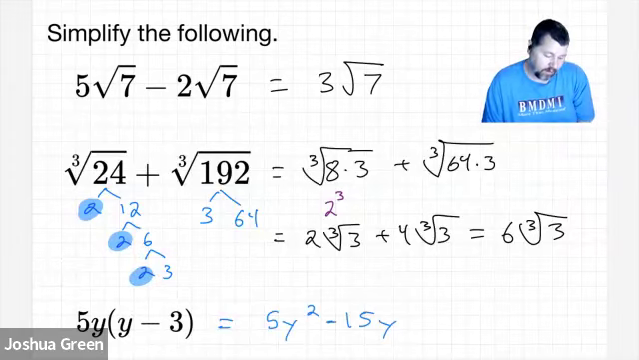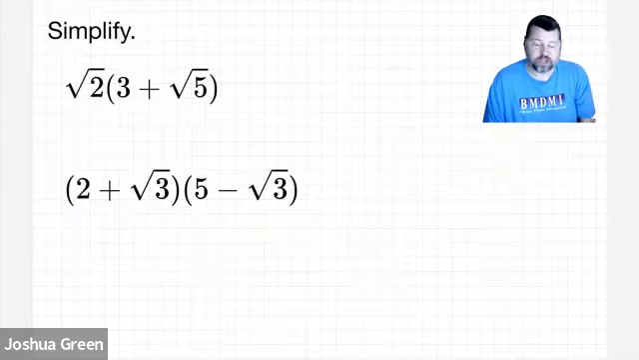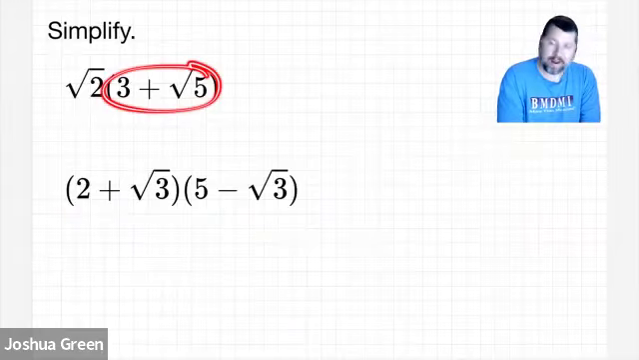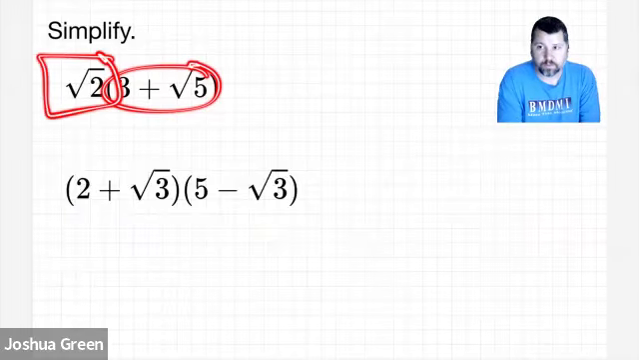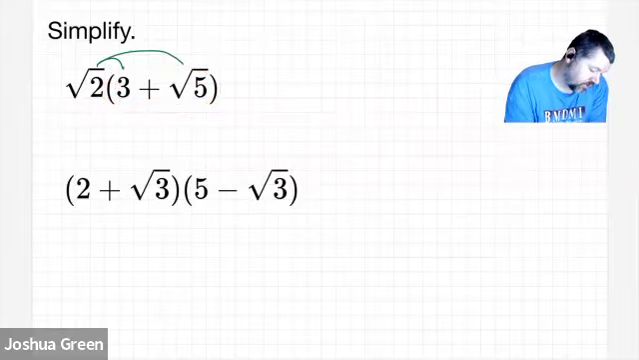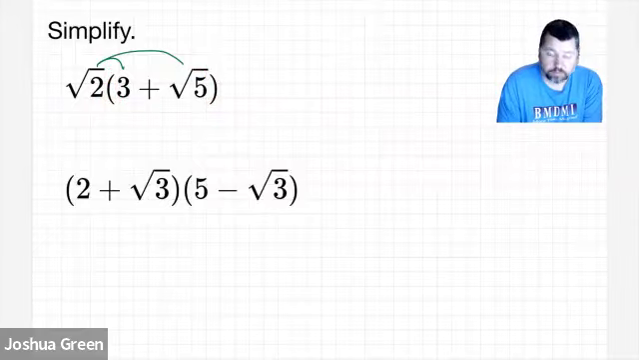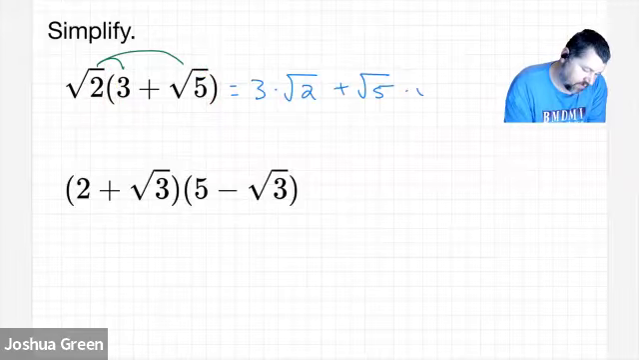So that's what we're going to look at next: how do I handle the multiplication when I have, say, a binomial involved, and it's not just a single radical like we see with the square root of 2? What you'll find is distribution is our answer. So for this first one, this is 3 times the square root of 2 plus the square root of 5 times the square root of 2.